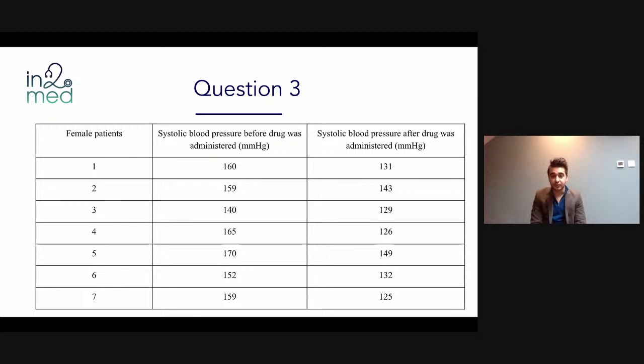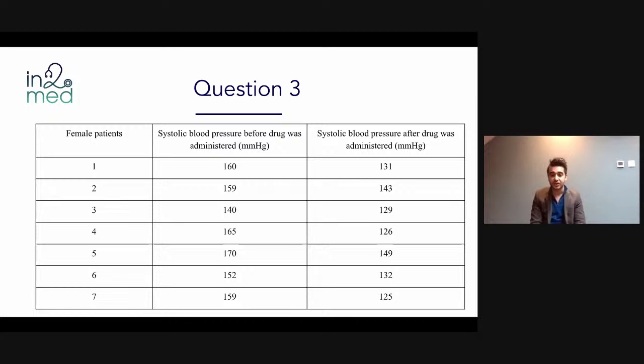Looking at the table more closely, the biggest blood pressure decrease was in patient number 4, who started with 165 and then finished on 126, which is a decrease of 39 millimeters of mercury, which was the biggest. The smallest blood pressure decrease was, I think, in patient number 3, who only had a decrease of 11, from 140 to 129. What I think this graph is trying to show is the efficacy of probably a blood pressure medication in reducing blood pressure.